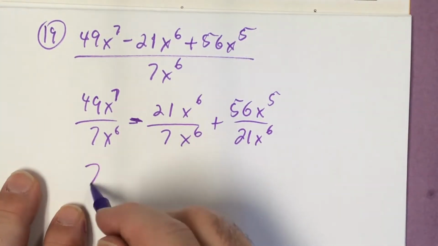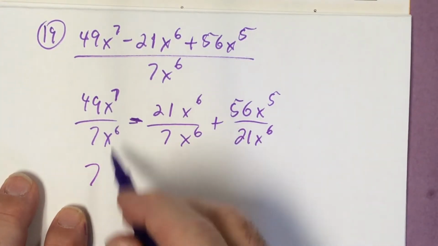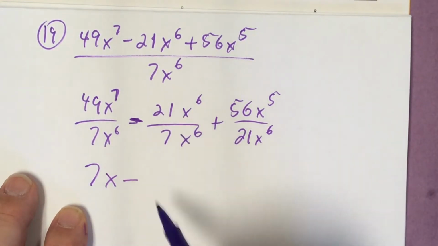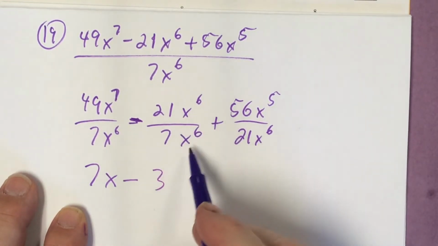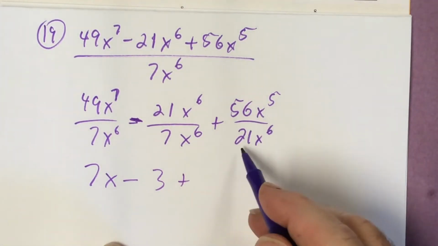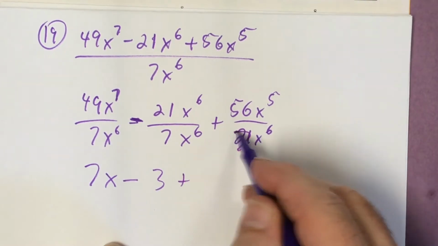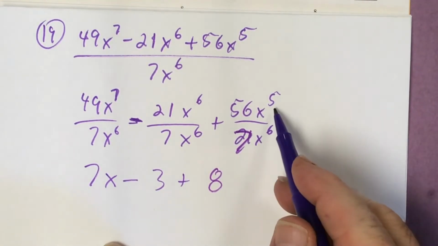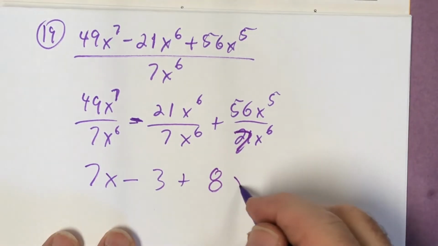49 divided by 7 will give me 7. x to the 7th divided by x to the 6th, 7 minus 6 is x. Minus 21 divided by 7, 3. x to the 6th divided by x to the 6th is 1. Plus 56 divided by, not 21, that's 7, my apologies. Okay, 56 divided by 7 is going to be 8. x to the 5th divided by x to the 6th, well, that's going to give us x to the negative 1.